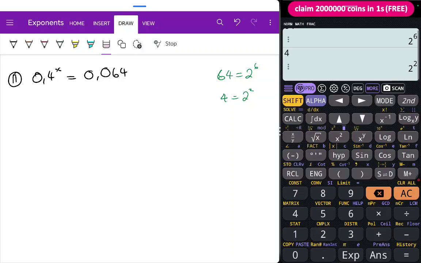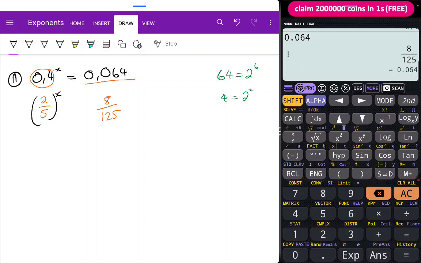What if we used fractions? What if we said 0,4? I'm going to convert this to a fraction. That gives me 2 over 5. And 0,064 as a fraction gives me 8 over 125. Can you see a connection between the numerators and the denominators? Let's see, I'm just experimenting right now. So that's 2 over 5 to the power of x, and it equals that.